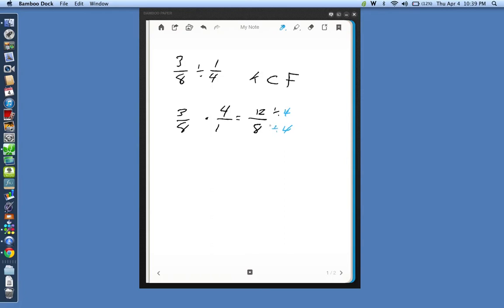I'm sorry, I accidentally changed the color, but that's okay. So 12 divided by 4 is going to give you 3, and 8 divided by 4 is 2. So we can keep this as 3/2 or just change it to an improper fraction. So we can actually write this as a mixed number. So 2 going into 3 one time, and 1 left over. If I take 2 out of 3, I have 1 left over, and I keep the same denominator. Okay. Thank you.